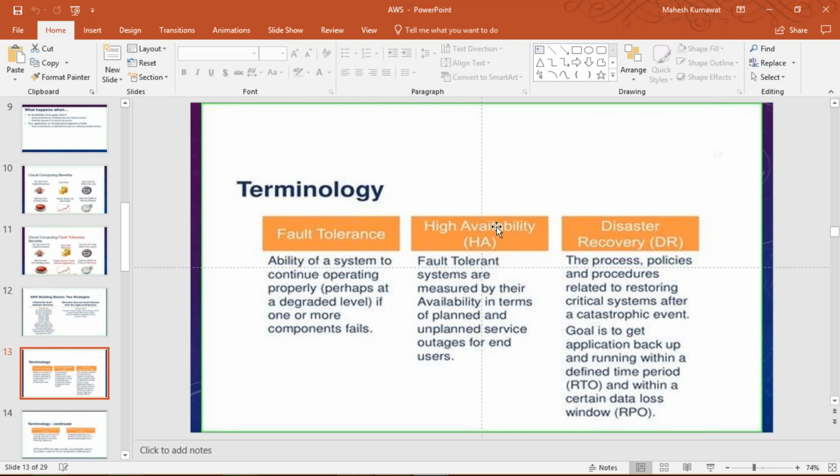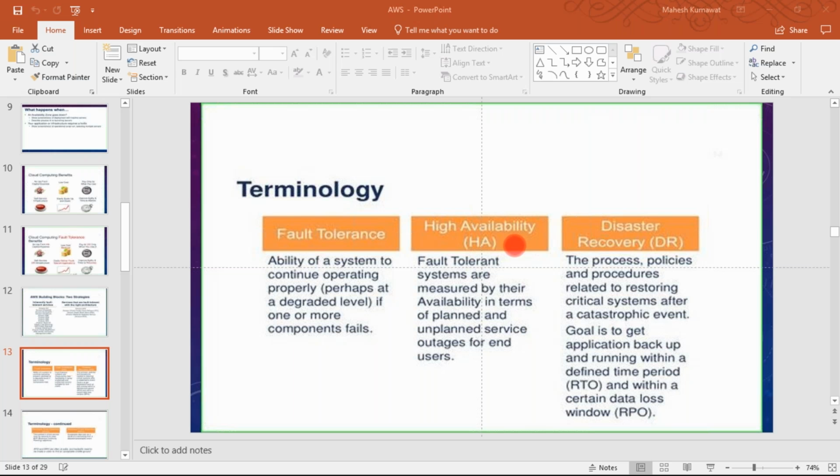If you ever work in data centers, this terminology comes to your mind: fault tolerance, whether all the applications are fault tolerant or not. Any EC2 instance goes down, any storage goes down, the database is corrupted, whatever, anything can happen in the data center environment, so you can go for fault tolerance. It is the ability of a system to continue operating properly, perhaps at a degraded level, if one or more components fail. So fault tolerance means there is no downtime as per your SLA, but your services can be degraded at the same time.